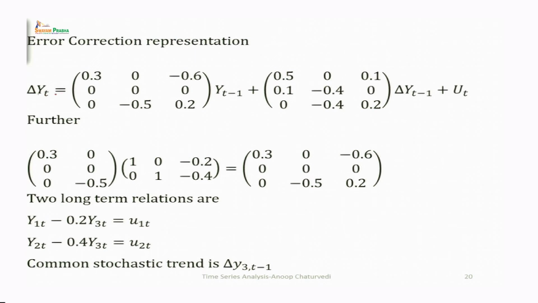And this is the error correction representation of the process. Further, you can write pi, say, in this form; you can decompose pi. Say you have gamma matrix here, and then you have B here. Gamma is 0.3, 0, 0, 0, 0, minus 0.5, and B is 1, 0, minus 0.2, 0, 1, minus 0.4.